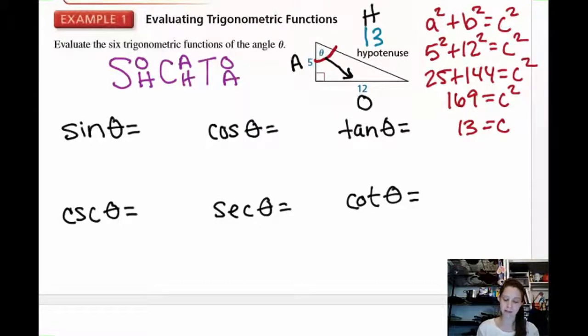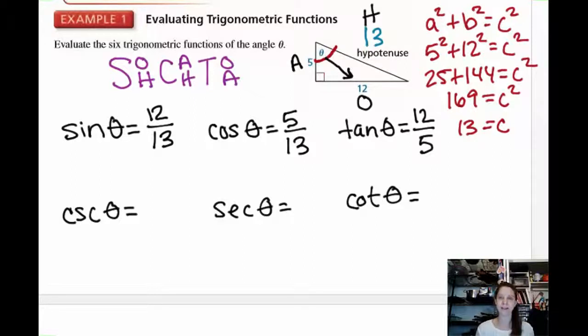And what this does is it tells me that sine is opposite 12 over hypotenuse 13. Cosine is adjacent 5 over hypotenuse 13. Tangent is opposite 12 over adjacent 5. And now I have lined it up as such because the trigonometric ratios on the bottom are just reciprocals of the ones above it. So cosecant is going to be 13 over 12. Right, I'm just flipping the fraction of sine. Secant is 13 over 5, and cotangent is 5 over 12.